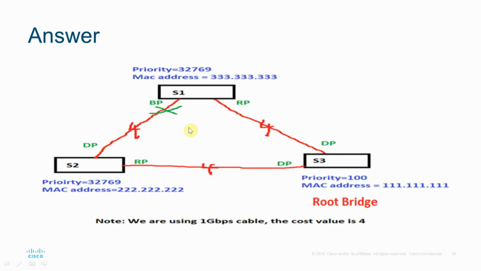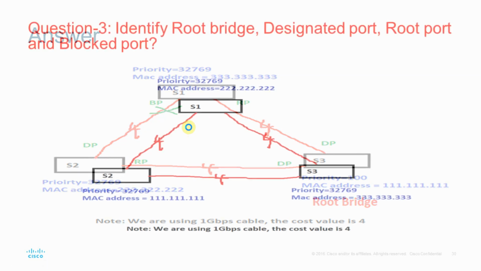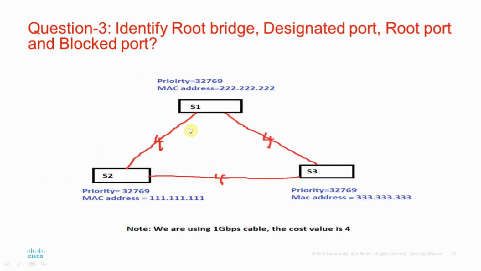Designated port. This is block port. Okay. Now, next question. Which one is the root bridge? Identify the designated port, root port, block port. See here, the priorities are the same: 32769, 32769, 32769.